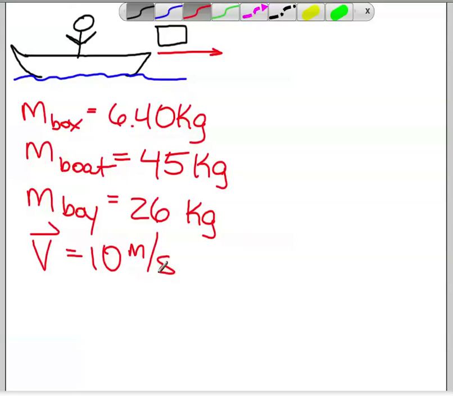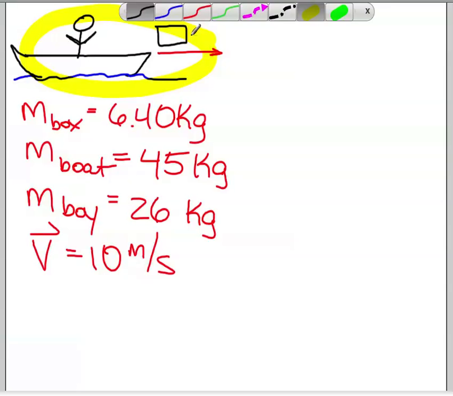This particular problem can be identified as a conservation of momentum problem. It's a unique type of collision. One way you could think of it is kind of as an explosion. So you could consider this as our initial system, the box, the boat, and the boy all together at rest. They all have an initial momentum. We should know that it's 0.